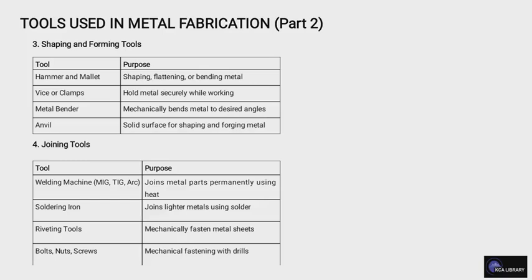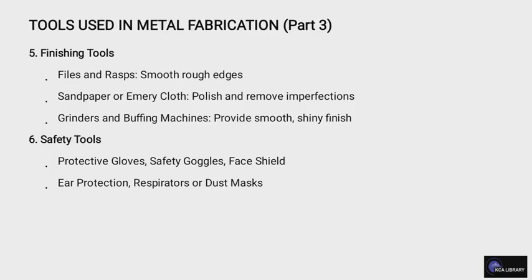We have the joining tools, and under this we have the welding machine, which joins metal parts permanently using heat. You have the soldering iron, which joins lighter metals using solder. We have the riveting tool, which deals with mechanically fastening metal sheets. And lastly is the bolt, nut, and screw, which is mechanical fastening with a drill.